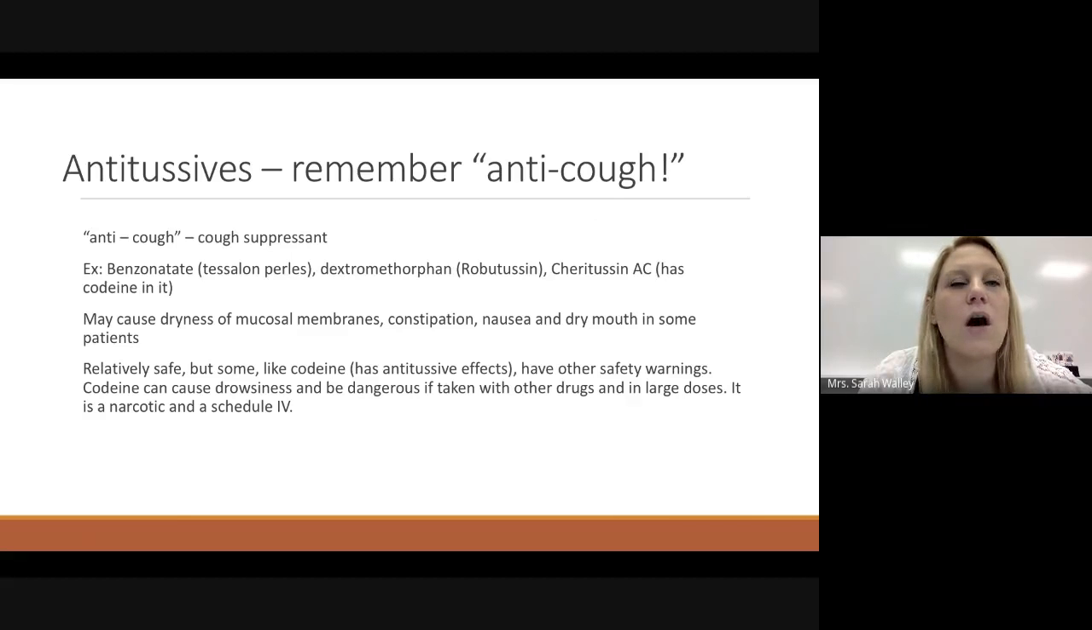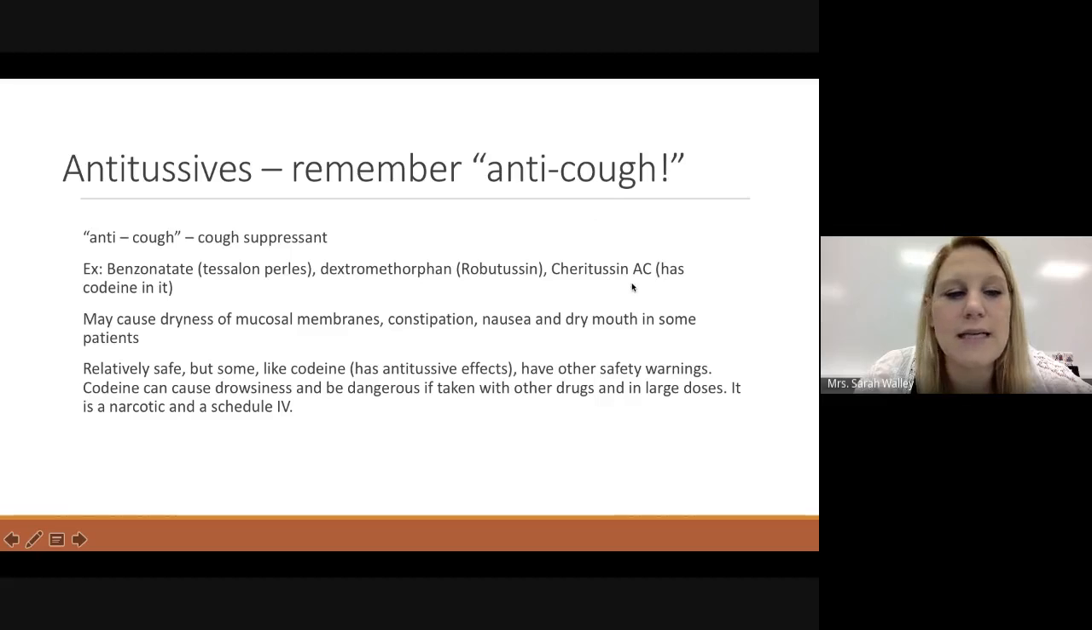That will always be a question on the test. They'll want you to classify a certain medication as an antitussive. Usually they ask about dextromethorphan or Robitussin right here. That's a really, really common drug used for coughing, specifically just coughing. Benzonatate, Tessalon pearls, those are common. They are prescription only, as well as Cherotessin AC, which is prescription only. The only one that's not prescription, that's OTC, is Robitussin.